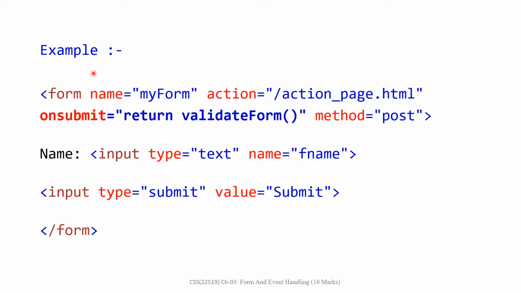Now the example for this HTML form. Form name equals myform, action is whatever action page it may be. Then onsubmit, return validateform. Method is equal to post. Then input type text, name equal to fname, input type submit, value equal to submit, and the end of the form tag. So we will see some input tags.